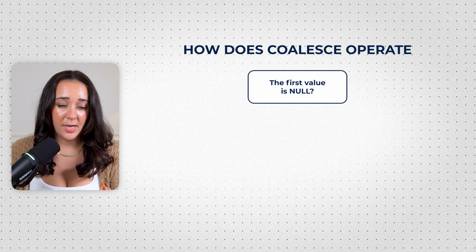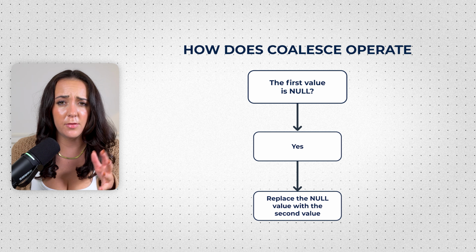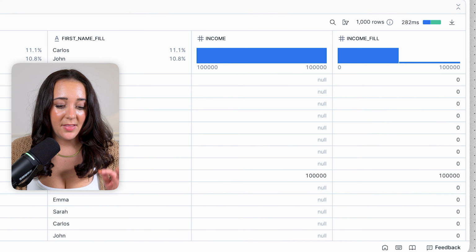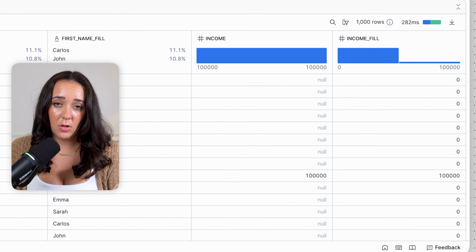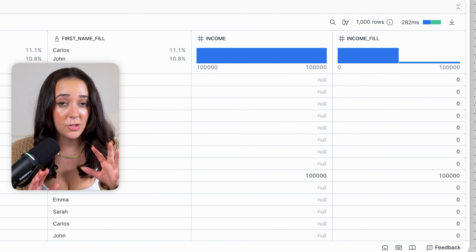So if the first thing you put in is null, it's going to go to the second value, which is the default value or the fill value, whatever you're replacing the nulls with. It's also doing the same thing in the income fill column. If income is null, it's going to replace those null values with zeros. So it works just like IFNULL so far.